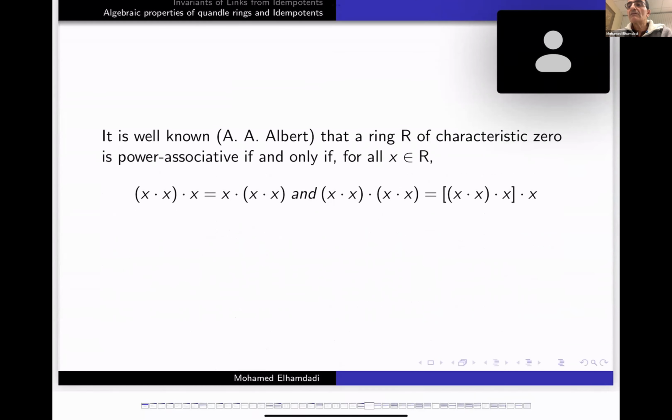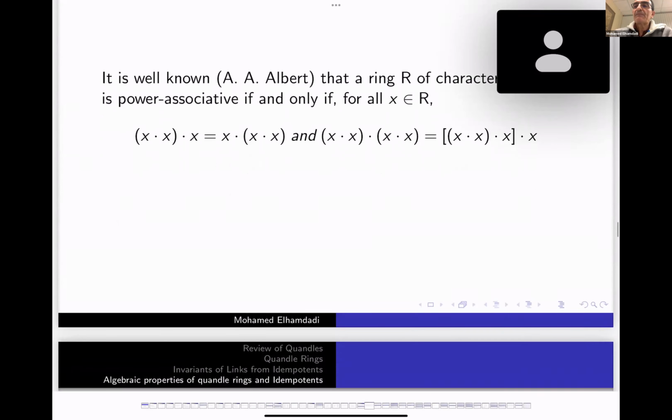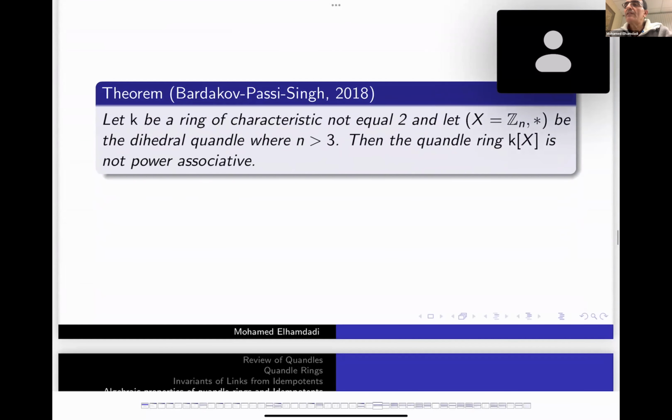Basically, in an associative ring, you can associate any 3 elements as you like. In a non-associative ring, you cannot do that. Then you focus on one element, X. Albert gave this characterization of power associative rings. Bardakov, Passi, and Singh proved that the dihedral quandles are not power associative.